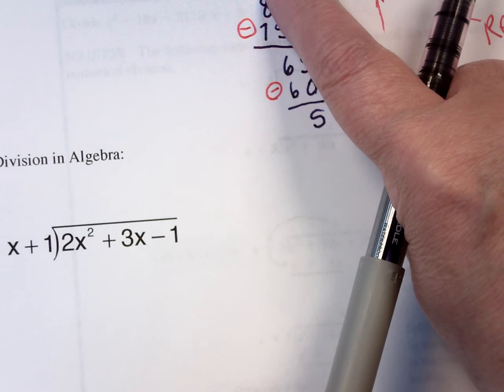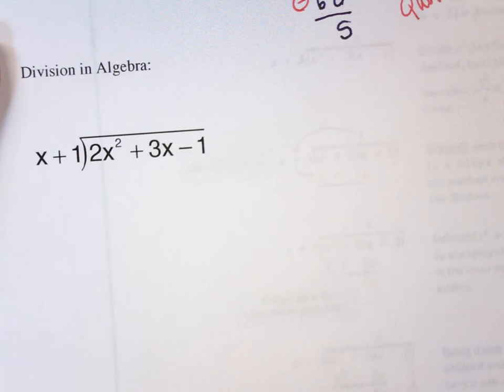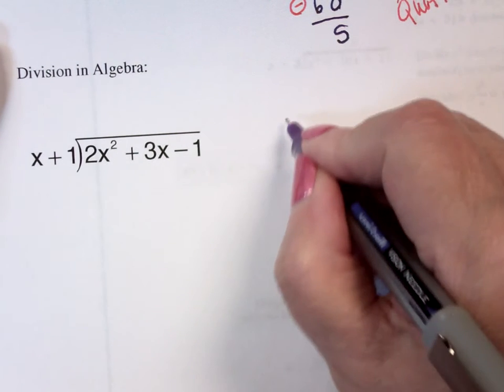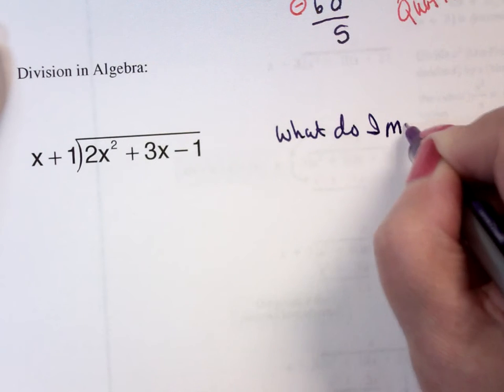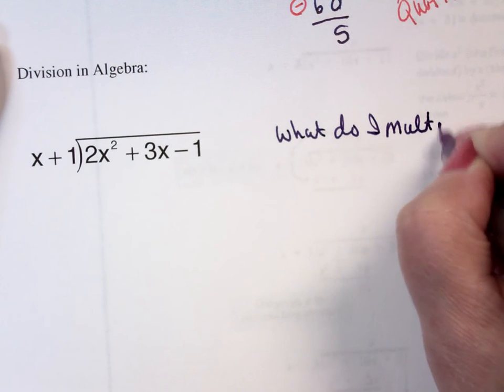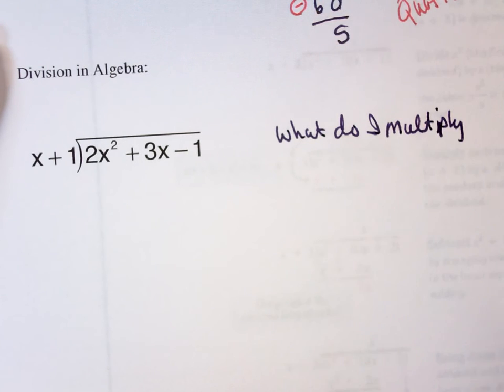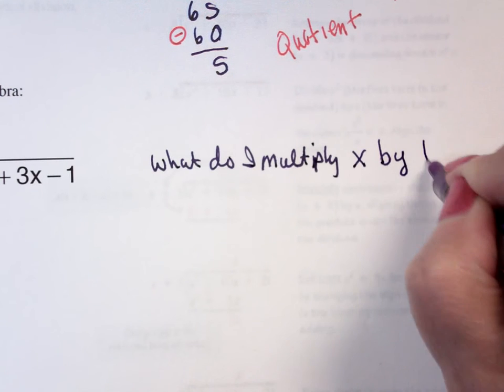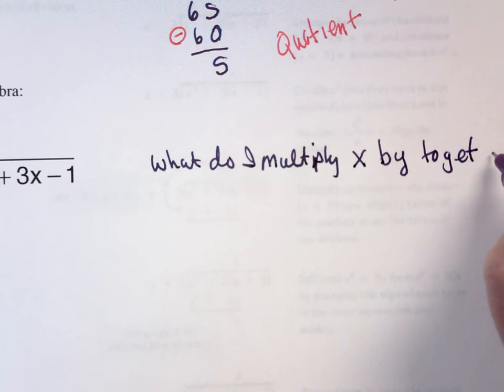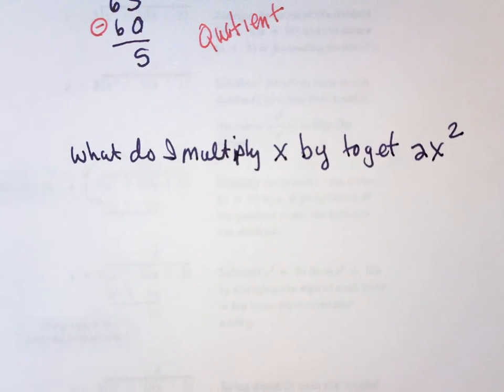And sometimes we have to think that through. So I ask myself this question. If I'm reducing down by degrees, what do I multiply x by to get 2x squared? What do I multiply x by to get 2x squared? What would it be? 2x.